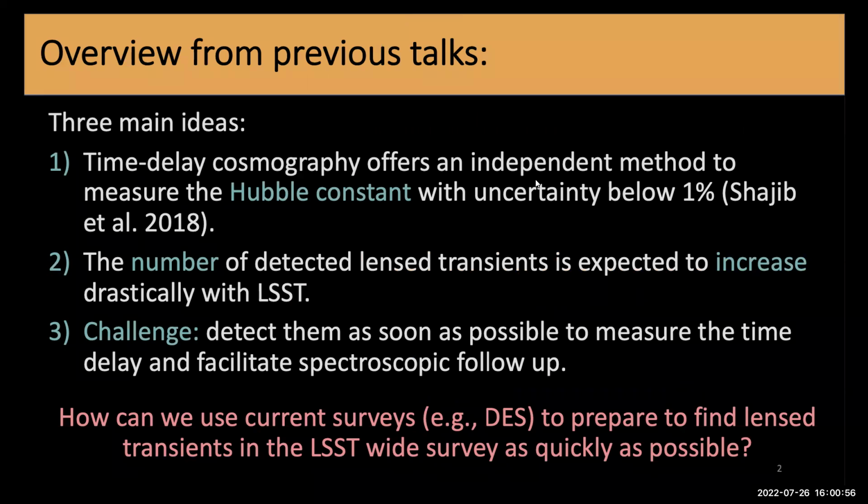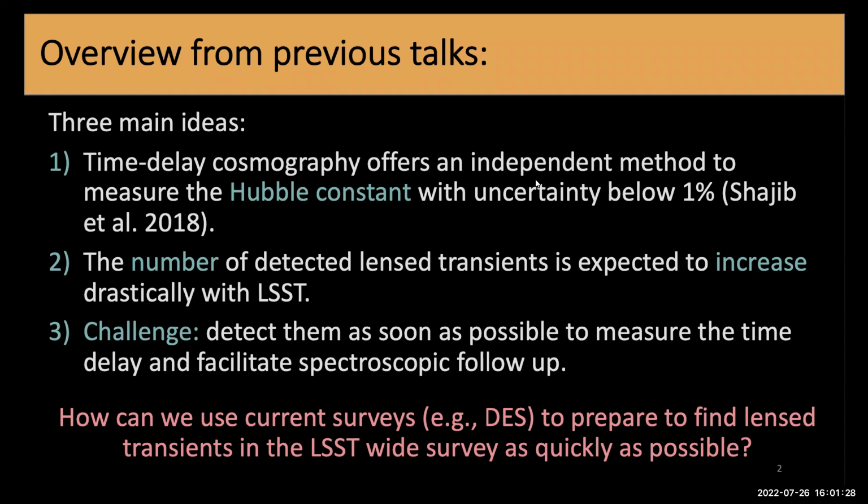So the main three ideas that we have gotten from previous talks are, first, that a time delay can be used as an independent probe to measure the Hubble constant to a very small uncertainty. Second, we're expecting that the number of lens transients will increase a lot with LSST. And third, that the main challenge with lens transients is that we need to detect them as soon as possible so that we can determine their time delay and we can make follow-up observations.